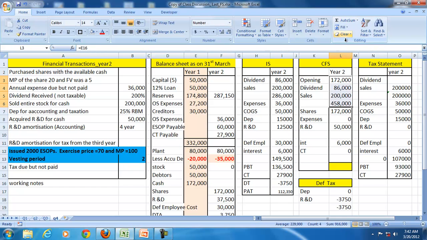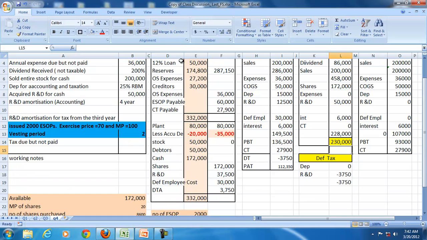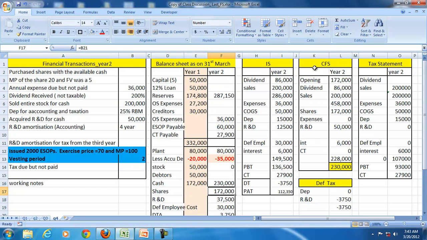Now we can find the cash in hand. The cash in hand is cash available minus the cash payments. So cash in hand is equal to 458 minus 228, so 230 is the cash in hand which will appear on the balance sheet on the asset side. So cash flow statement done, income statement done. We'll now close the balance sheet.